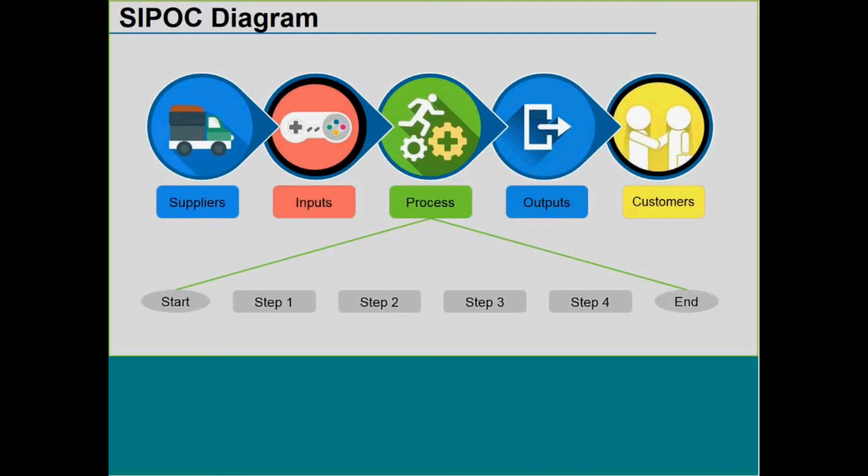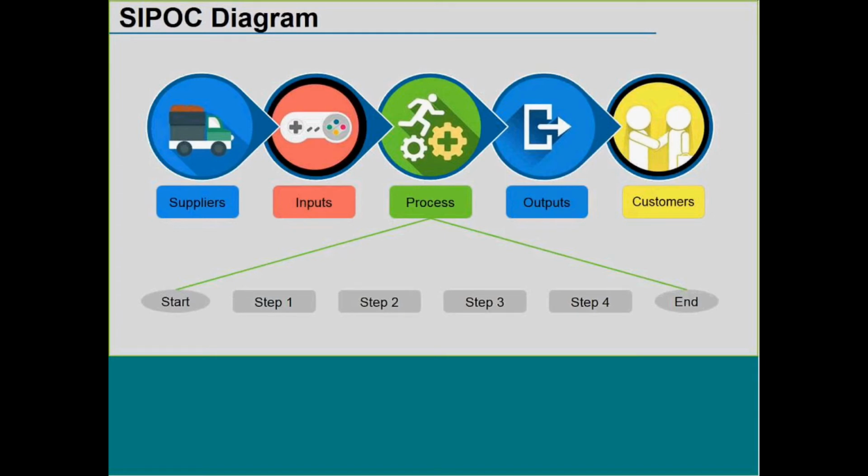So let's talk about a SIPOC diagram. This term SIPOC stands for suppliers, inputs, process, outputs, and customers. When you're completing a SIPOC diagram, what you're going to actually do, quite literally, is fill out all 5 phases of this chart. You can start anywhere on your chart. A lot of people start right in the middle with their process.